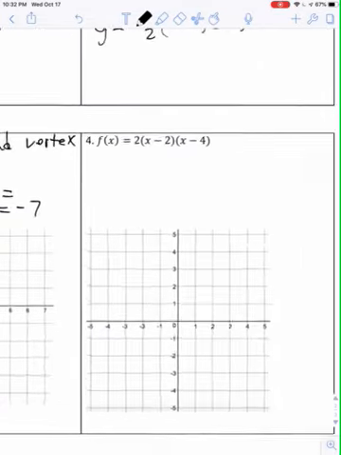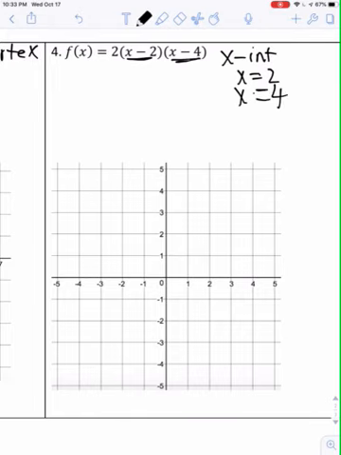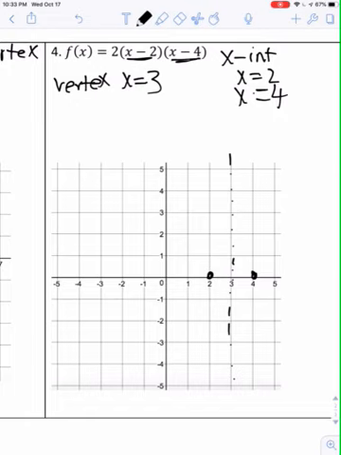Alright, so now one that is in factored form. Because it's in factored form, I immediately know that I have x-intercepts at x equals 2 and x equals 4. That gives me 2 of my points, right there and right there. Now, think about what we know about parabolas. There's an axis of symmetry that goes right between the x-intercepts, and that means my vertex is going to be x equals 3, because it has to be right in between the two x-intercepts. So to get the y value, I'm just going to find f of 3.